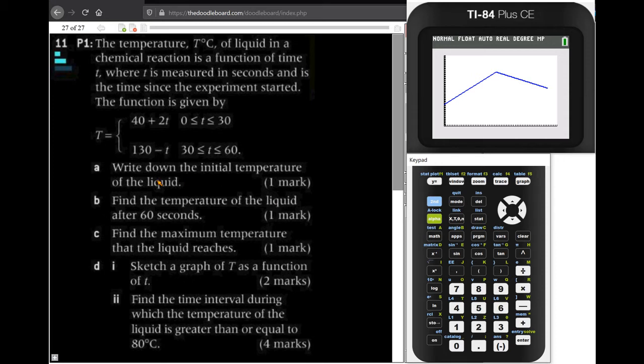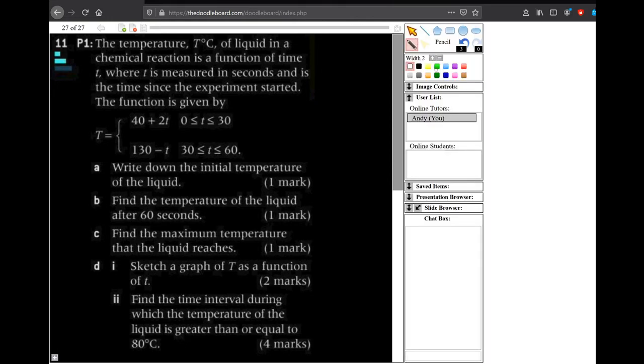Everything else should be reasonably trivial. So it says write down the initial temperature of the liquid. I could probably see from the function that it's just going to be 40, but I can do it from the calculator. I can do calc, and then I want value, and when x is equal to 0. So that's when the time is 0, press that. And it will tell me when x is 0, y is 40. So the initial temperature of the liquid is T equals 40.